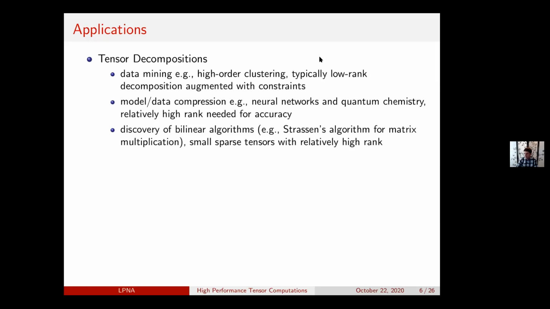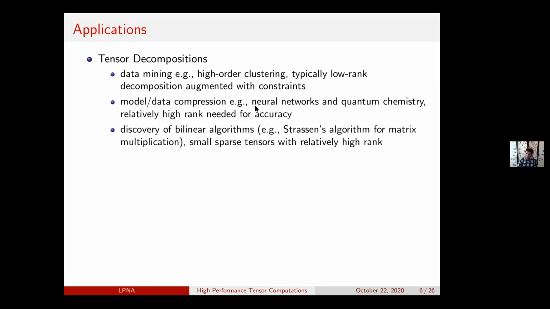One use is to try to analyze a high order, usually very sparse data set in order to do things like clustering or to learn about principal components, in some sense higher order principal components of this data set. So this is typically done by something like a CP decomposition with a very low rank, so maybe like rank 10, when the tensor might be million by million by million. And it's often augmented with constraints. So we don't necessarily just want to compute a CP decomposition. We might want a CP decomposition where all the factor matrices are positive, because we might be modeling a probability distribution, or we might want the factor matrices to be close to orthogonal if we want to do higher order clustering. So these problems also have a bit of their own flavor.